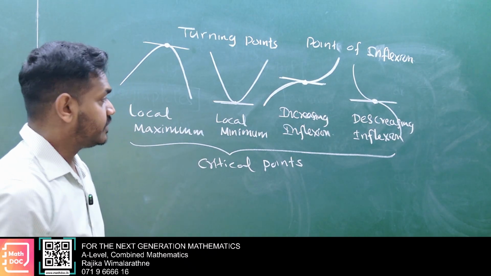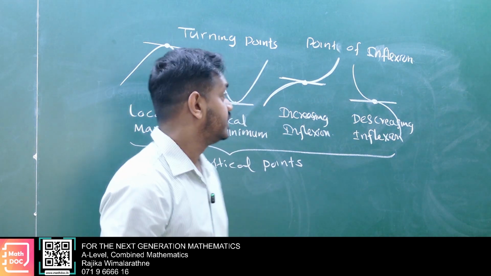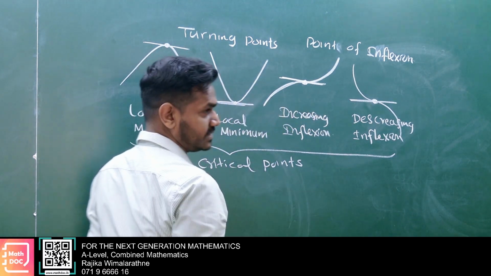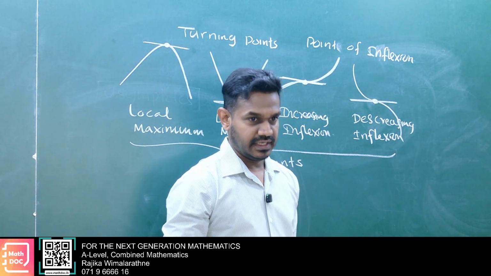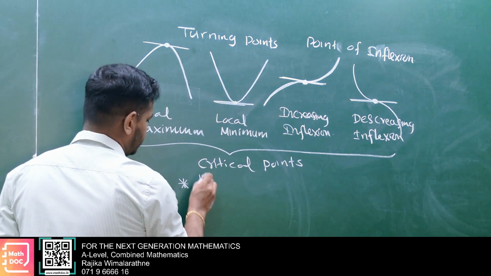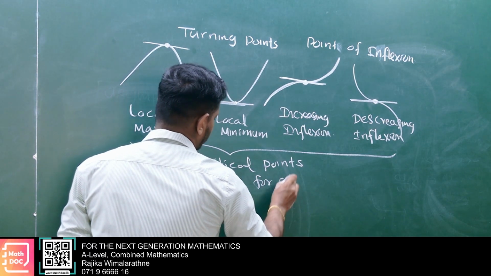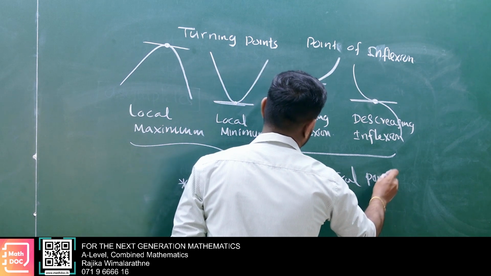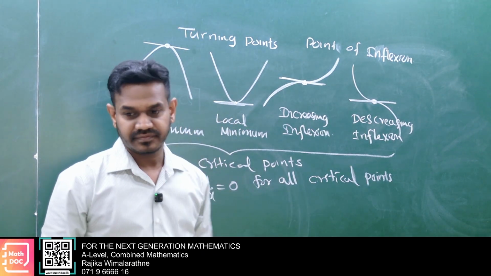Okay. So when you consider critical points, there's one common thing: when you sketch a tangent at that point, that tangent is parallel to the x-axis. That means the first derivative is 0, no? Gradient 0 means we can identify it as a critical point. So for all critical points, dy by dx equals 0. Okay, put that as well.